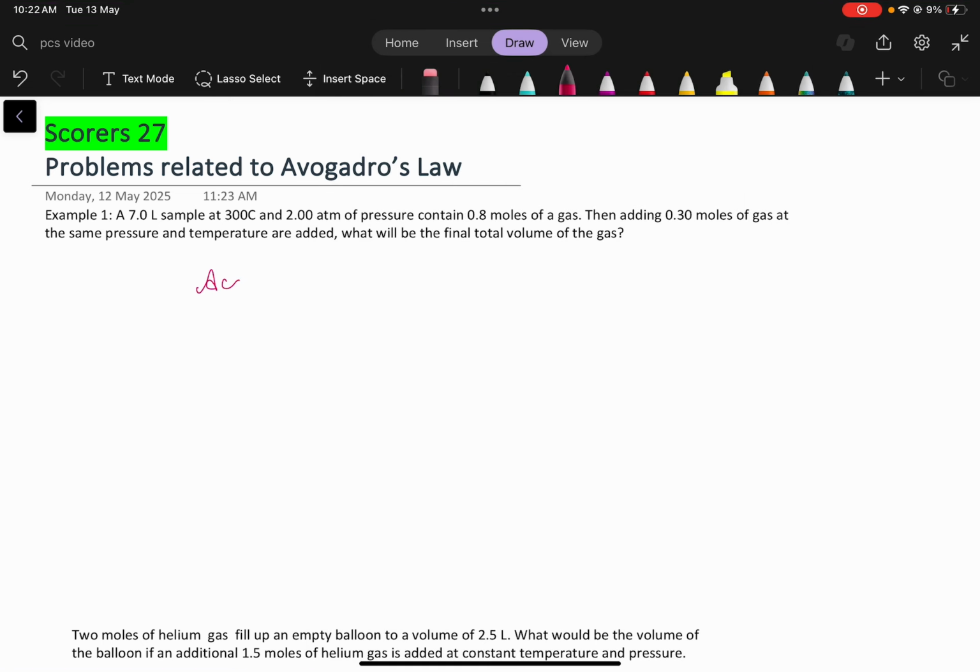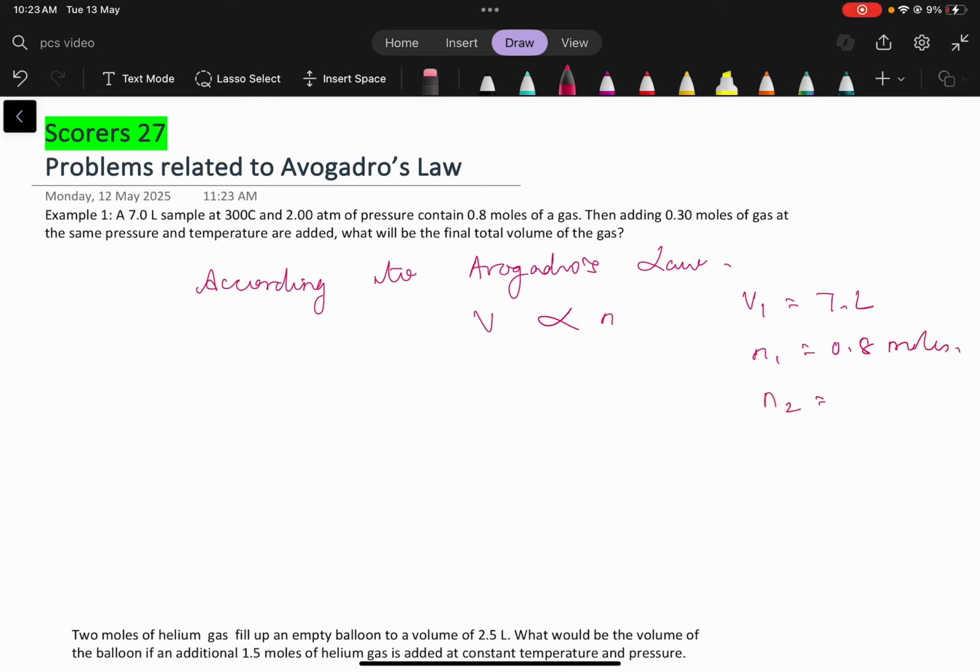So we know that according to Avogadro's law, at constant temperature and pressure, volume is directly proportional to the number of moles. Here we have V1 is equal to 7 liters, N1 is equal to 0.8 moles, N2 is equal to 0.8 plus 0.3, which is equal to 1.1 mole. V2 we have to find out.